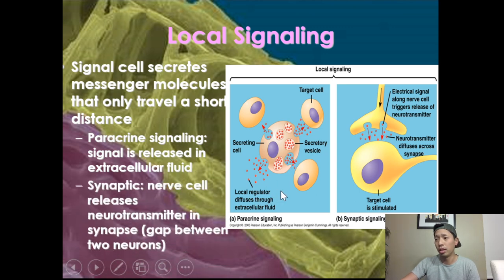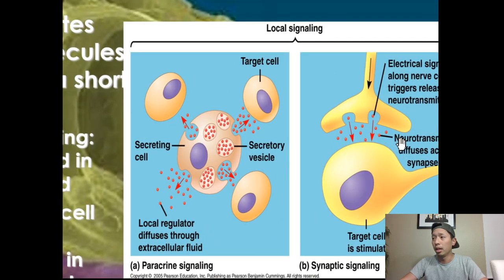Now, another version, which is kind of similar, but in a different context, is synaptic signaling. And in the same way, chemicals are being released into the extracellular fluid. So why do we not just call this paracrine signaling? Because this is specific to neurons, which we're going to start talking about on Monday.